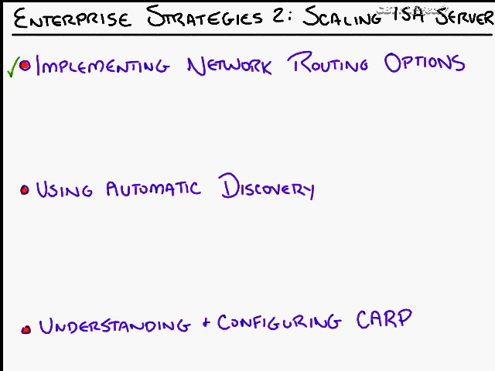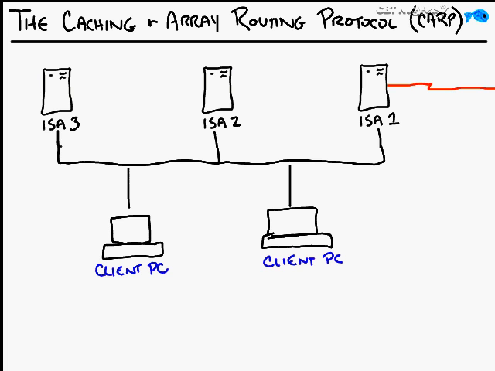So let's look at the final scalability strategy as we make the move into understanding and configuring CARP. As I've mentioned before, CARP stands for the Caching and Array Routing Protocol. This is my little carp over here on the right-hand side. What it does is it allows you to distribute the load of caching between multiple ISA Servers in your array. Now what we have here is 3 ISA Servers that I've combined into a single logical array.